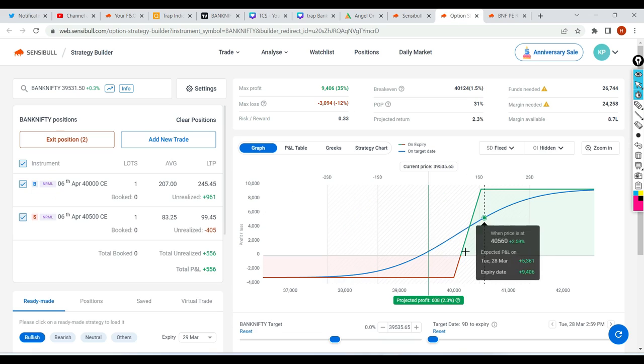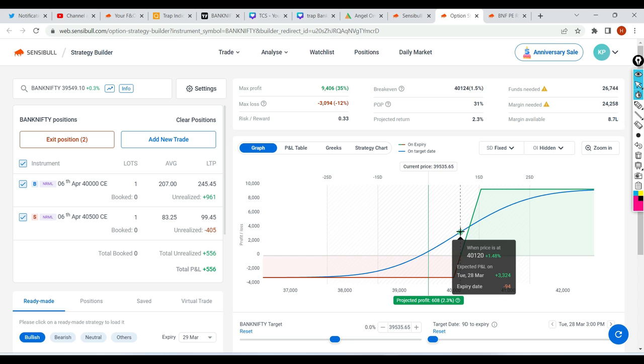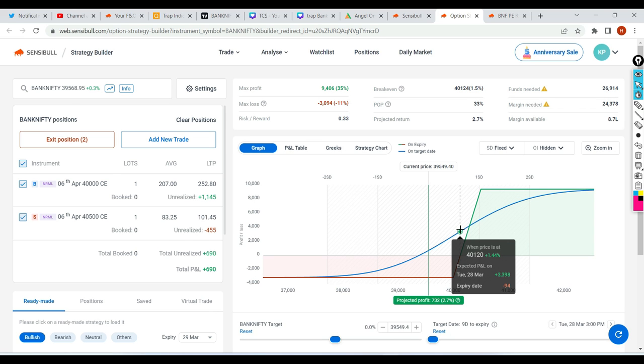So why did I deploy a call debit spread for 6th April? Now check the logic. Already this is giving me a profit of 556. Just in case the Bank Nifty makes, let's say, a 1.5% upside move, tomorrow I'll get a profit of 3421 on a capital of 24,000. So now you decide what the percentage is. With 1.5%, I'll be getting almost 3500 profit.